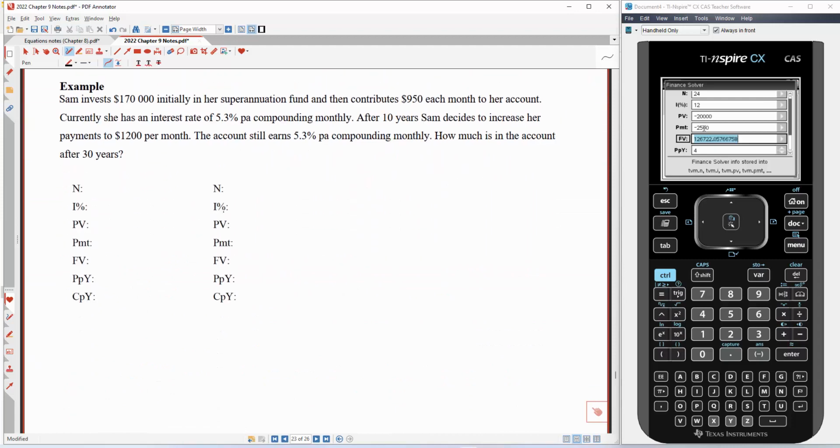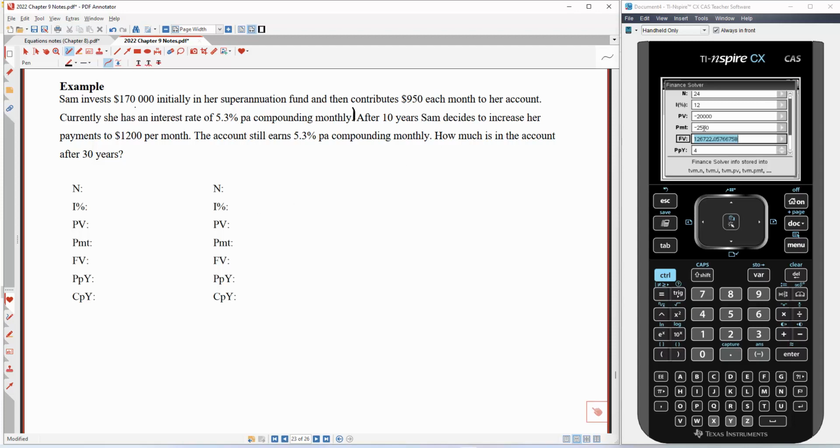Sam invests $170,000 initially in her superannuation fund. So this is her retirement fund, and then drops in another $950 each month to her account. Currently, she has this interest rate. After 10 years, Sam decides to increase her payments to this. The account still earns the same interest, compounding monthly. How much is in the account after 30 years? Right, so this is a condition change problem.